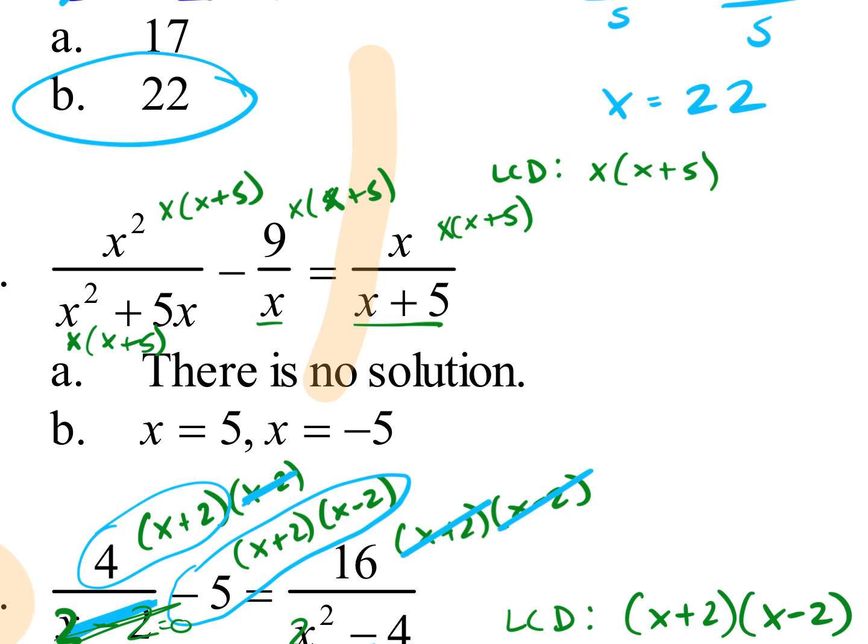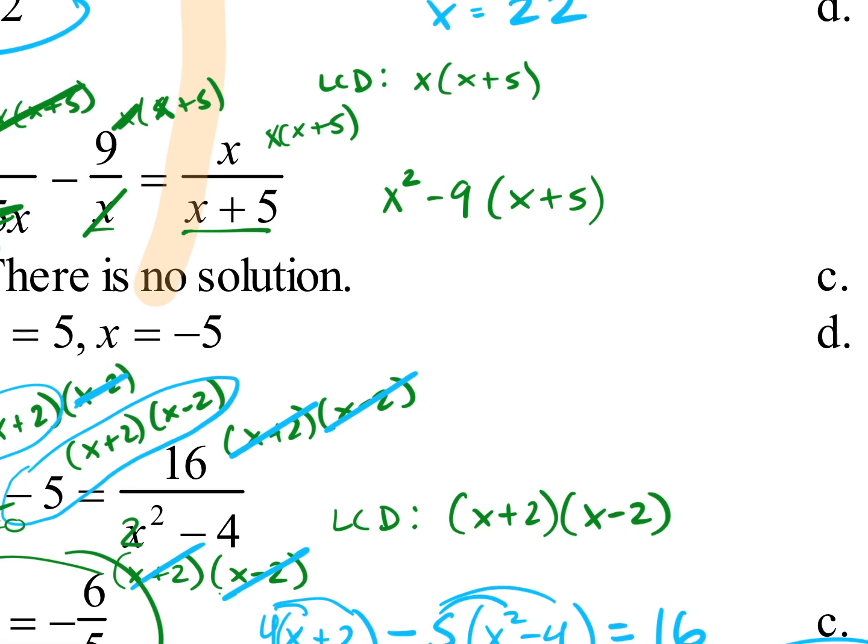So x plus 5 cancels out in the first one, so we're just left with x squared. Second one, x cancels out with x, so this would be -9 times x plus 5. And then in the third one, x plus 5 cancels, so it's equal to x times x, which would be x squared.